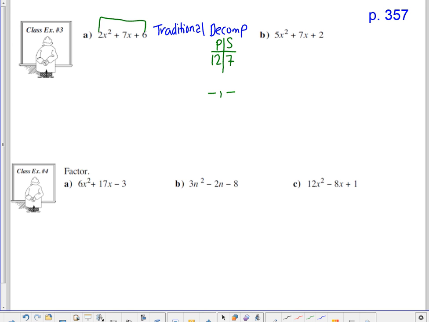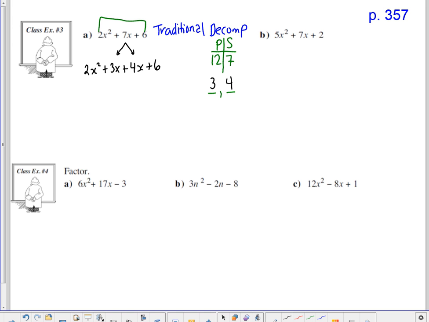Okay? So we need to find 2 numbers that multiply to 12, and they add to 7. What are the 2 numbers? 3 and 4. So in traditional decomp, we take those 2 numbers, and what do we do? Does anyone remember? We're uncollecting like terms. We're going backwards of FOIL. So we're going to take that middle term and split it up into the 2 that we collected before. So we wrote this as 2x squared plus 3x plus 4x plus 6. Okay, we uncollected the terms, right? If we're thinking of what we did when we FOILed, we're going backwards.